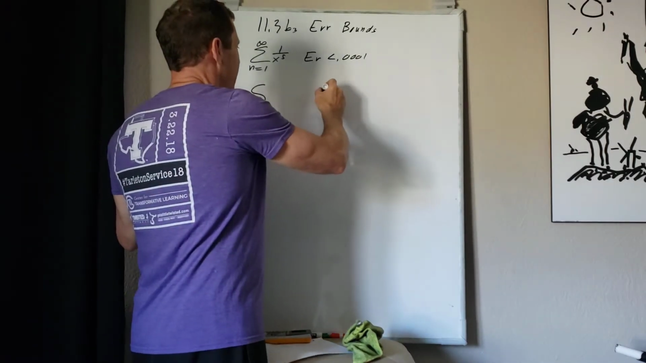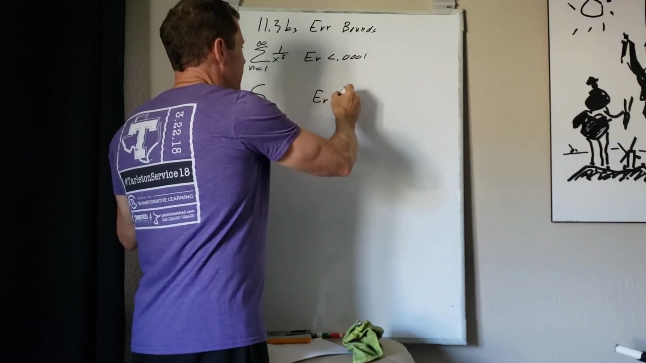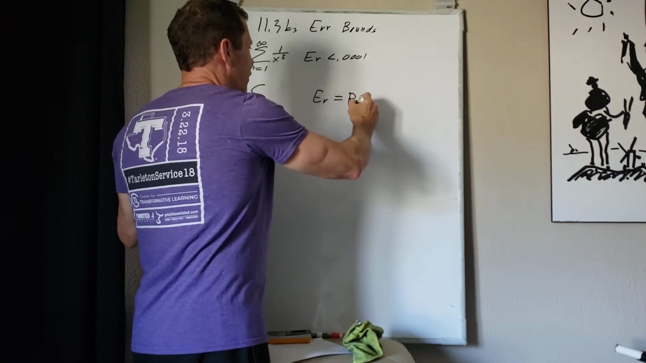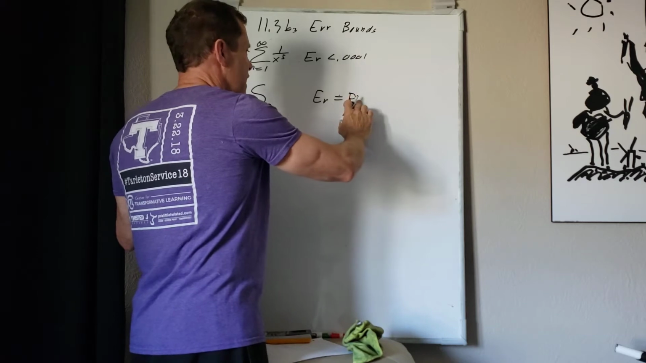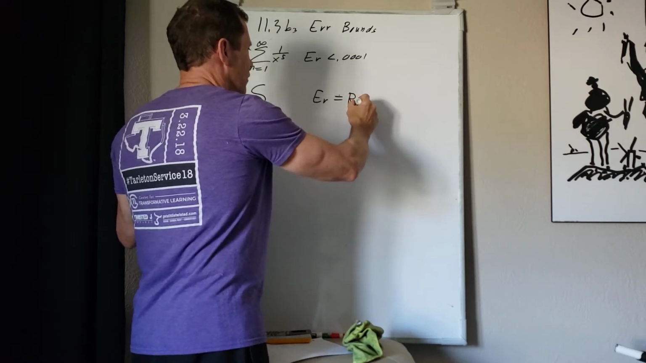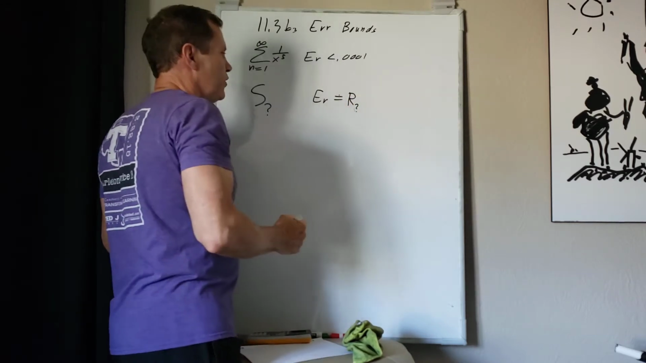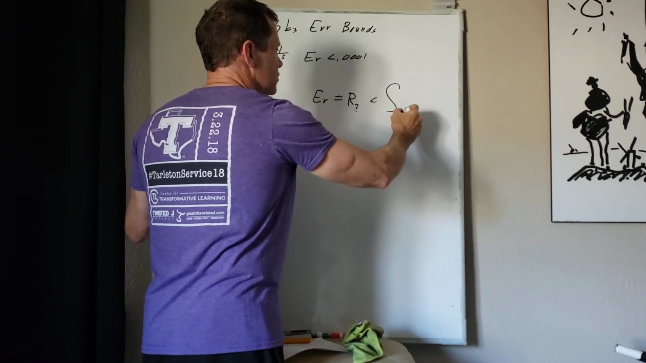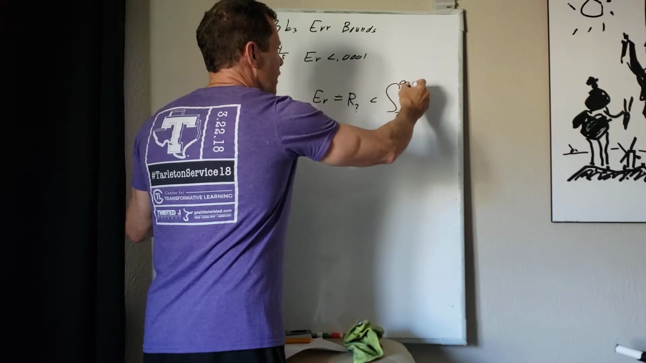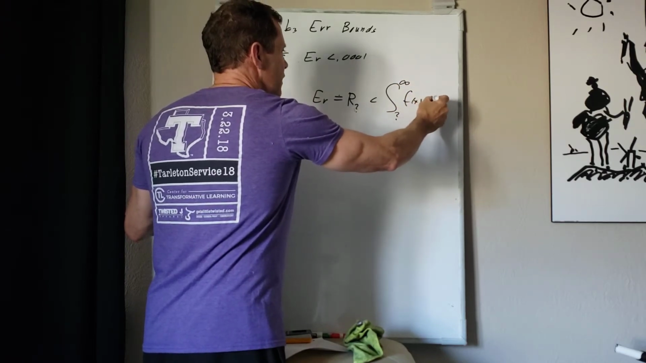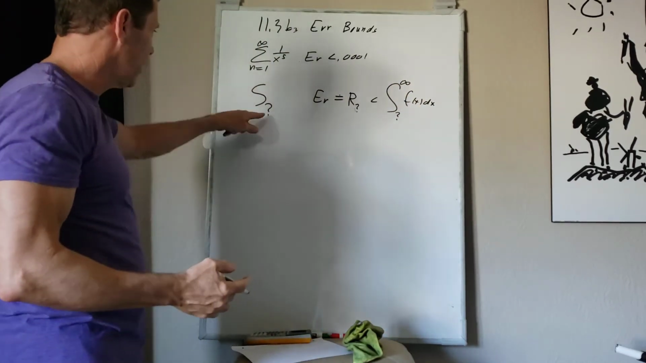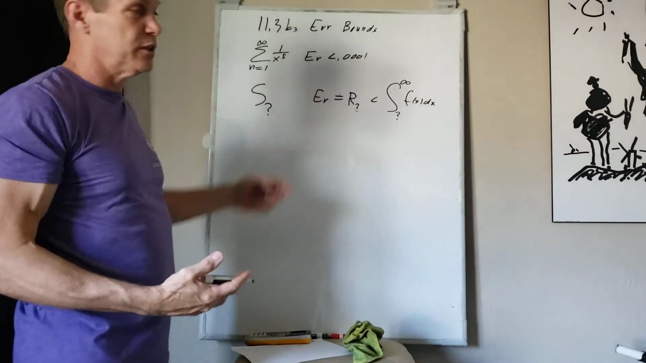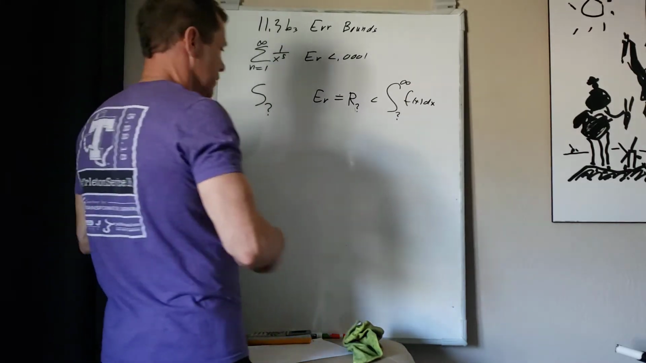And I know that the error is going to be equal to R_N, but I don't know what N is. And this is less than the integral from wherever I'm going to start to infinity of f of x dx. Now I've got to figure out all the pieces. What I really want to know is how far I have to go out to get an error less than this much.